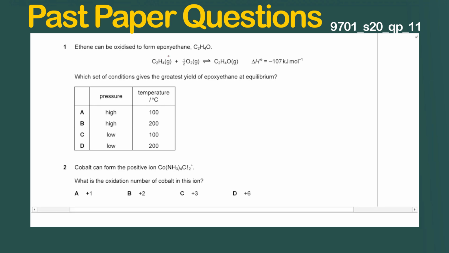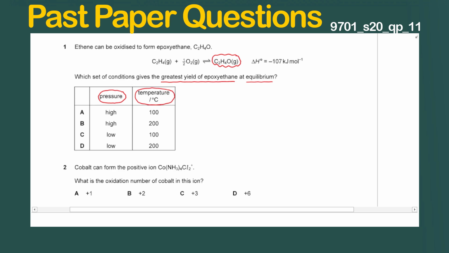Ethene can be oxidized to form epoxyethane. Which set of conditions gives the greatest yield of epoxyethane at equilibrium? When we want to increase the yield of epoxyethane, it means the reaction should move in the forward direction. At equilibrium, there are two factors mentioned here in this question.